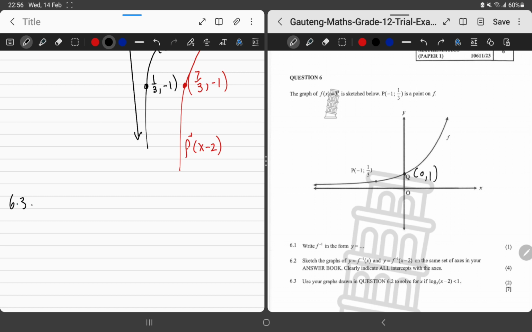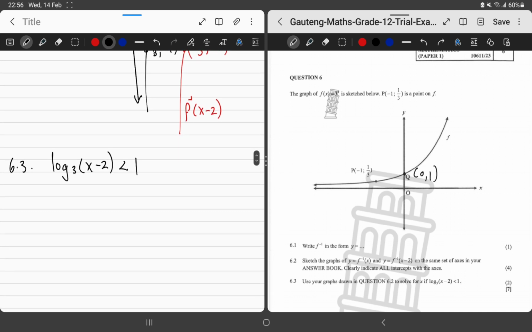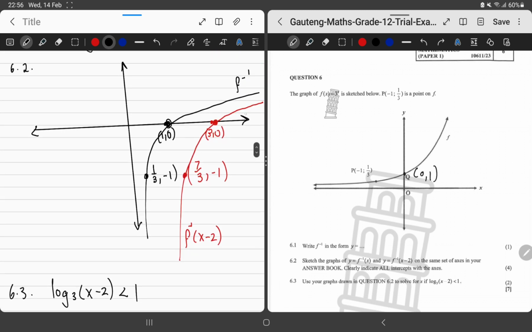6.3. Use your graphs drawn in 6.2 to solve for x. The log of x minus 2 to the base 3 should be less than 1. Okay. Log of 5 minus 2 to the base 3. This gives me a 1. So I know that the upper value there should be a 5.